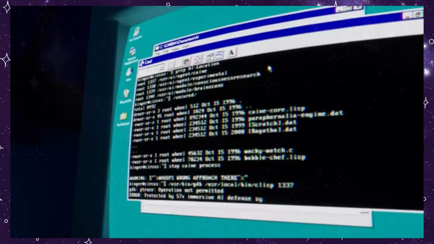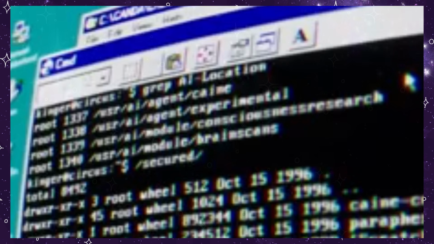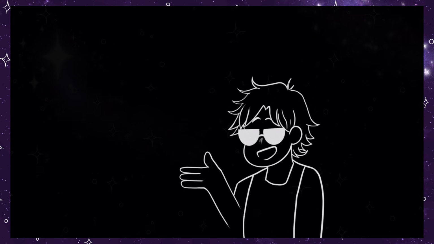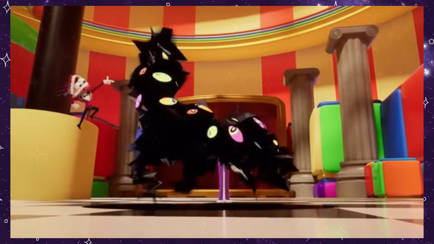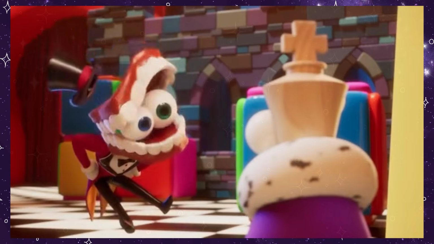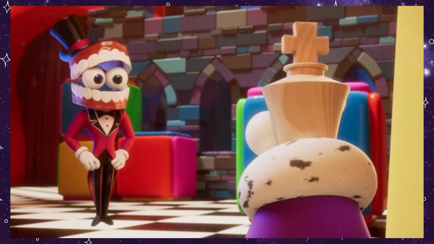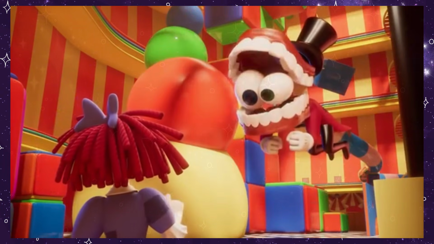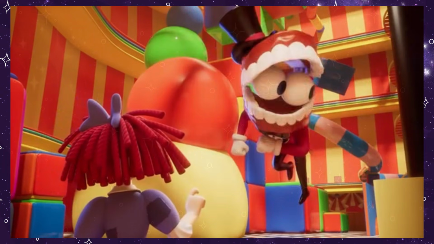From here, we see the server folder structure, which has Kane, experimental, consciousness research, and brain scans. Oh yes. Okay, we get brain scans mentioned again. Let's go one at a time here. Kane is listed as root 1337/user.ai/agent/Kane, and the use of the word agent is important in the world of AI creation, as an AI agent is an autonomous software entity powered by large language models that perceive their environments, are able to reason through complex tasks, and use tools to achieve specific goals with minimal human intervention.